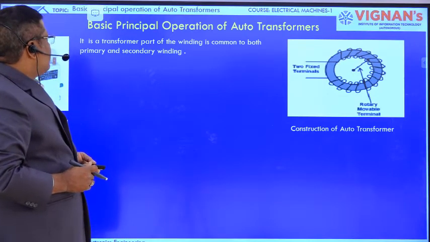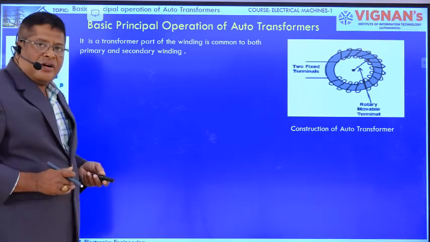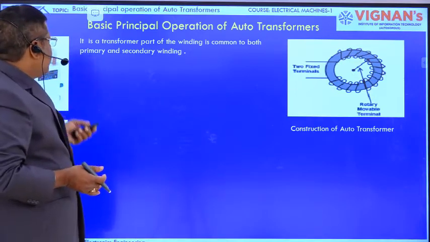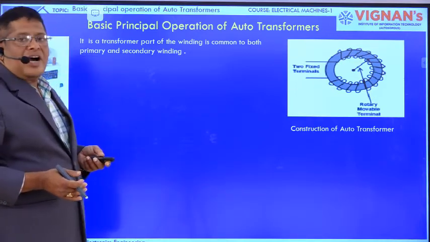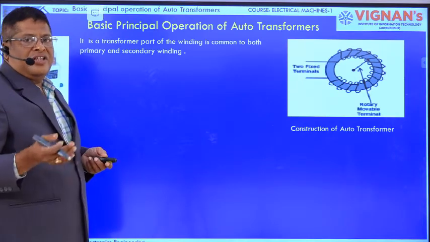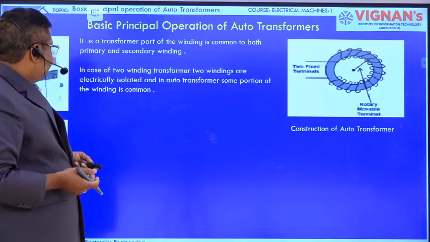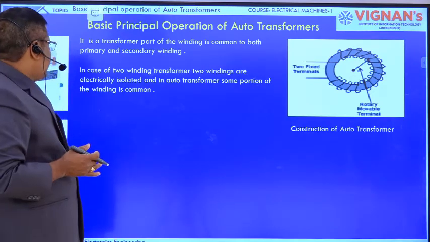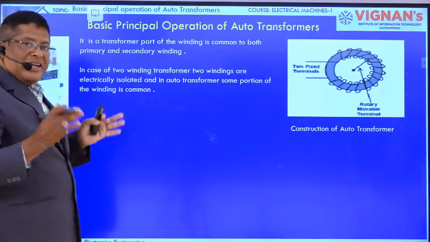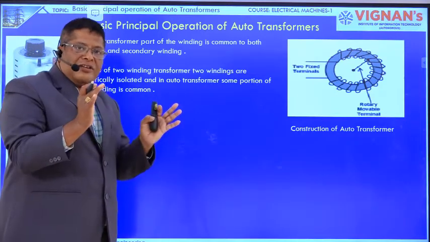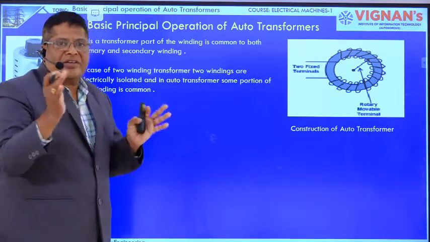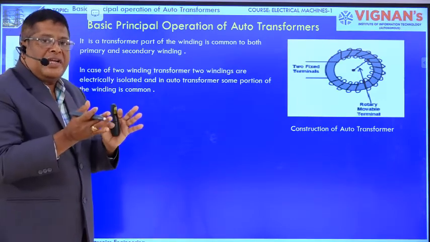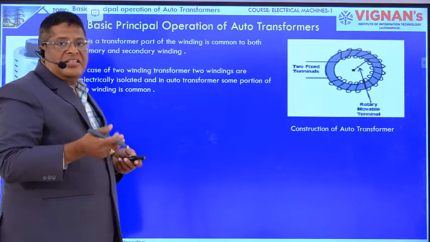It is also a transformer. It is also operating on the mutual induction principle only. The part of the winding that is common to both primary and secondary winding is nothing but an auto transformer. In the case of a two winding transformer, the two windings are electrically isolated; there is no electrical connection between the primary winding and secondary winding. But in the case of an auto transformer, some portion of the winding is common to both primary as well as secondary winding.